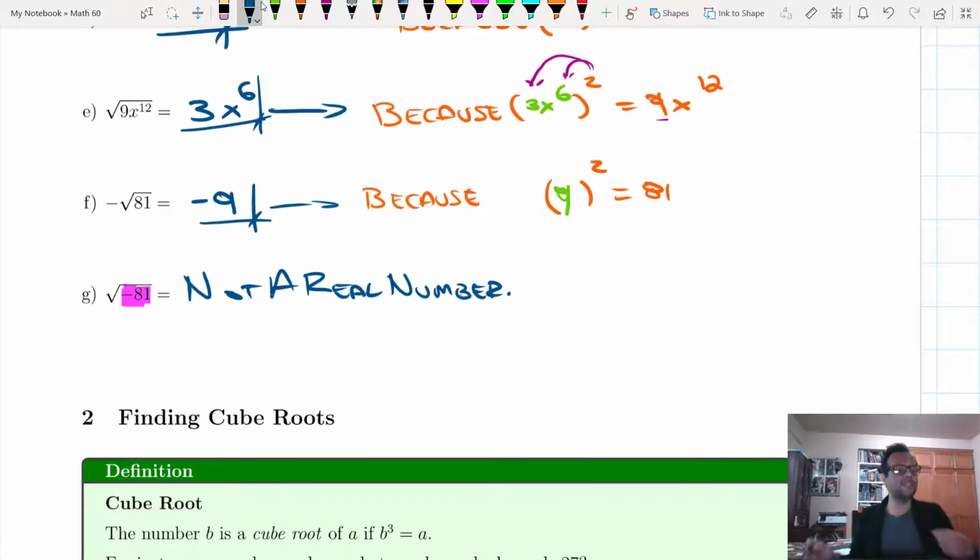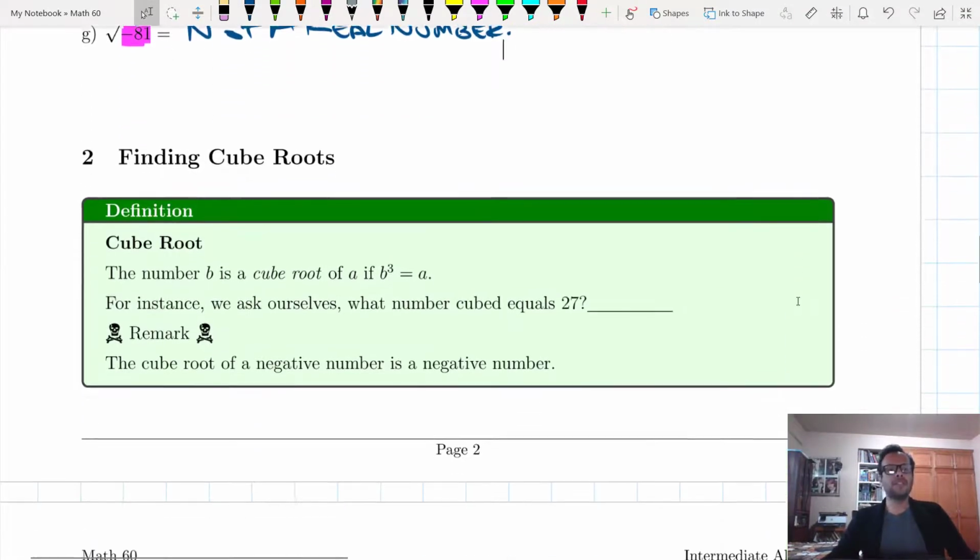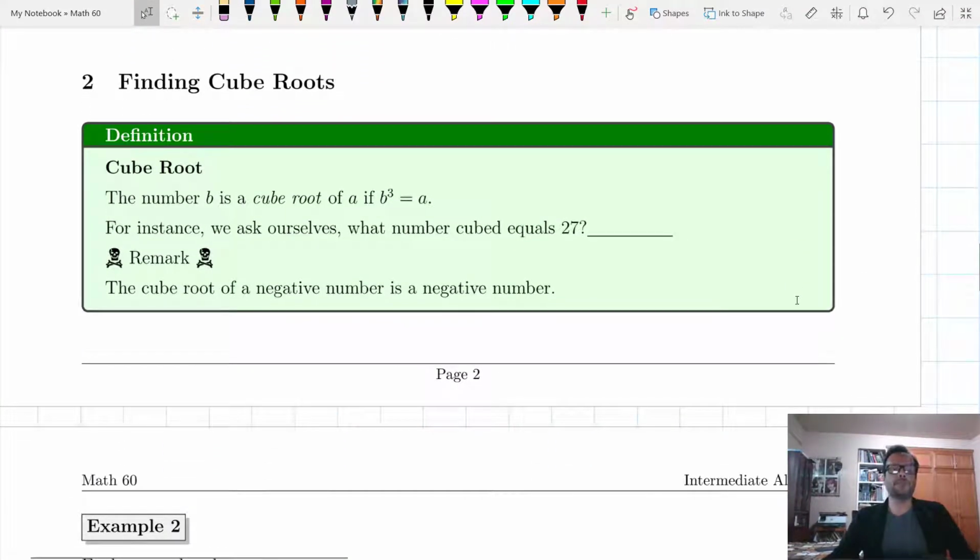And that's because we're not going to take the square root of a negative number, all right? Okay, so let's move on to the next topic, finding cube roots. Just the same way we define the square root as what number squared equals the number inside of the radical, right? That is the radicand.